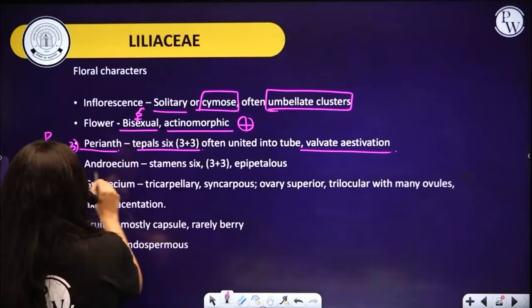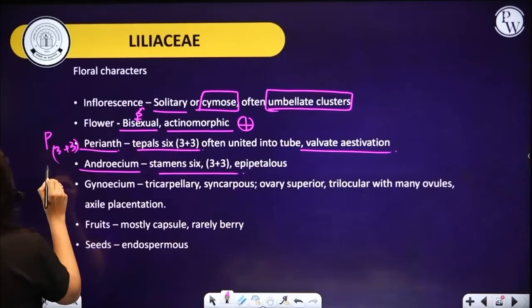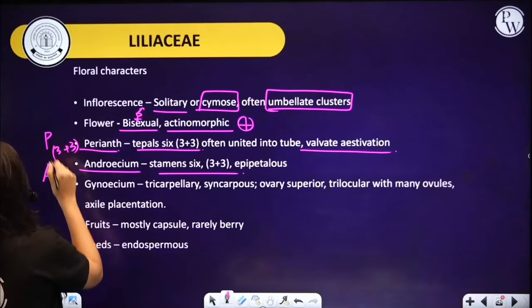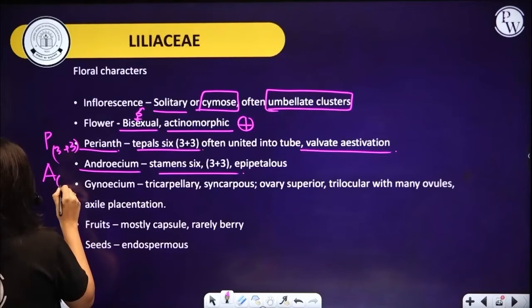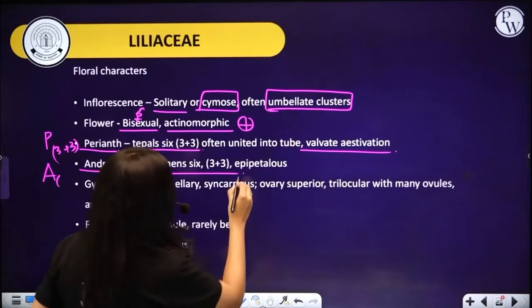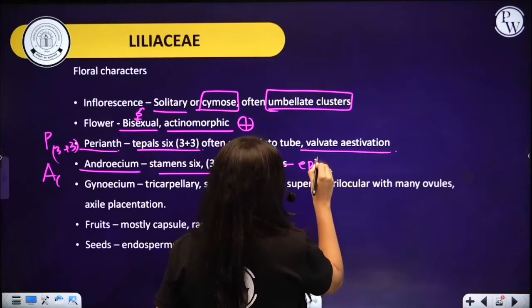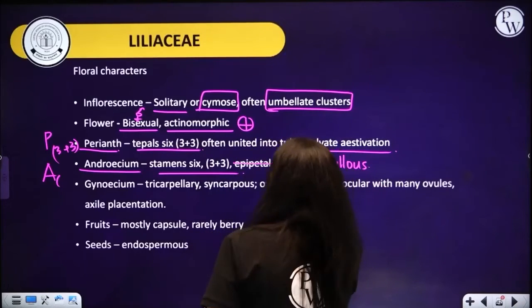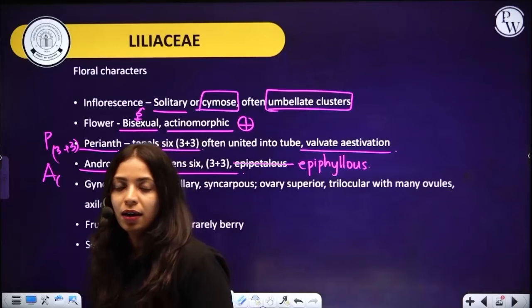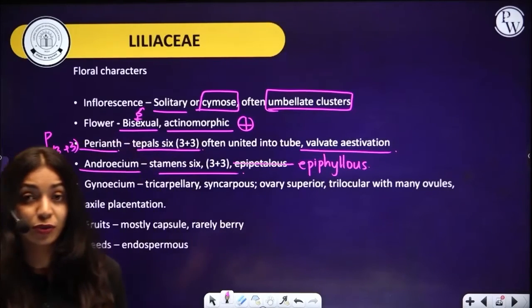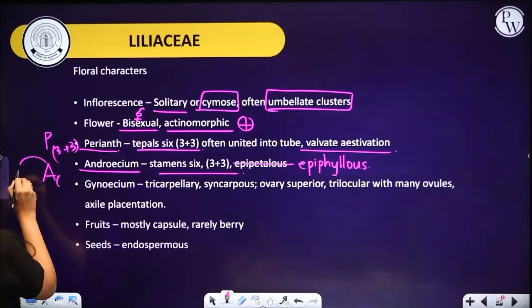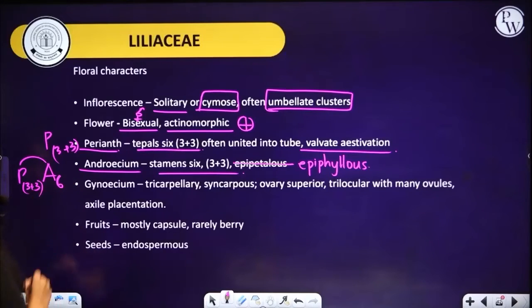Okay. Androecium, stamens are 6 in number and they are fused to the tepals. So androecium, this is not epipetalous, this is epiphyllous. They are not fused with the petals, they are fused with the tepals, the perianth. So that is represented like this. Here you have 6.